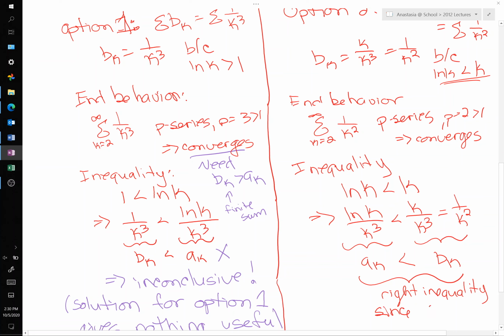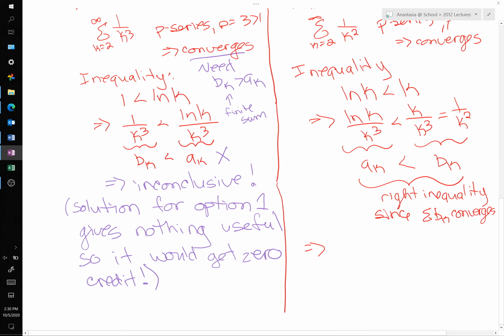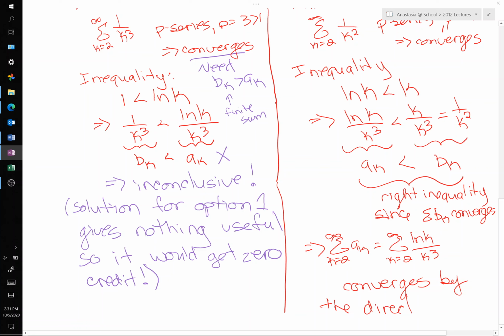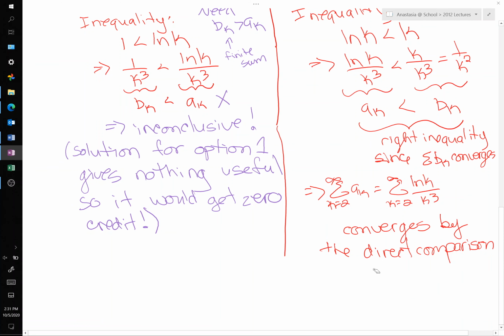Since our series bk converges, our comparison series, then this means that our original series, the sum from k equals 2 to infinity of ak, which is the sum from k equals 2 to infinity of the natural log of k over k cubed, converges by the direct comparison test. Oops, let me get a little bit more room.